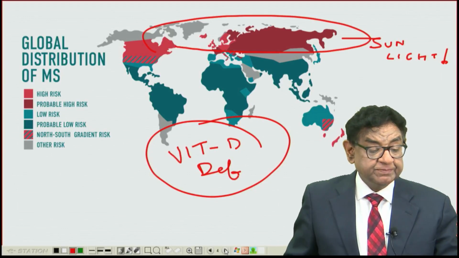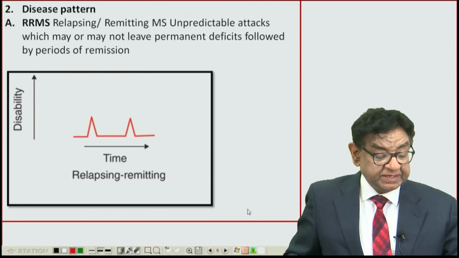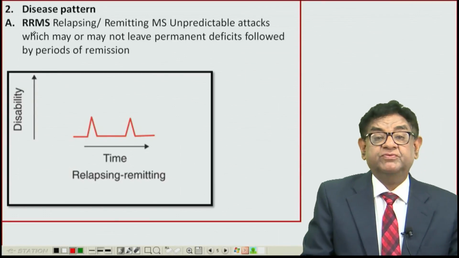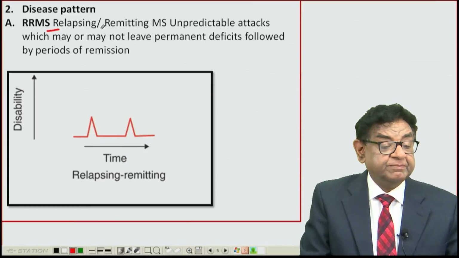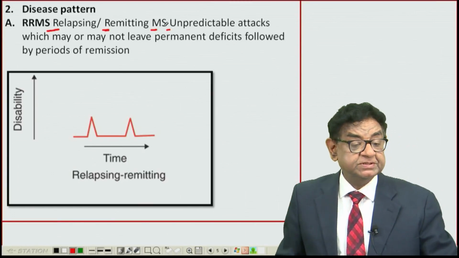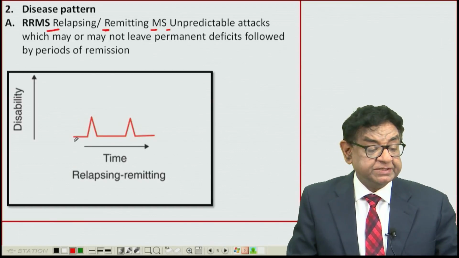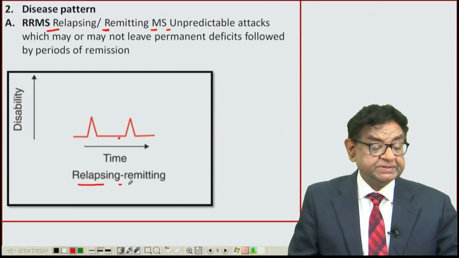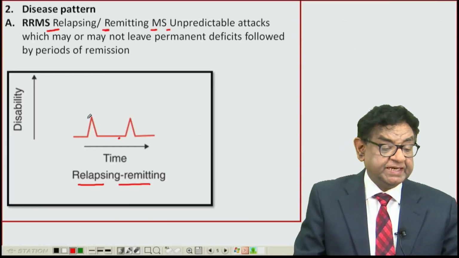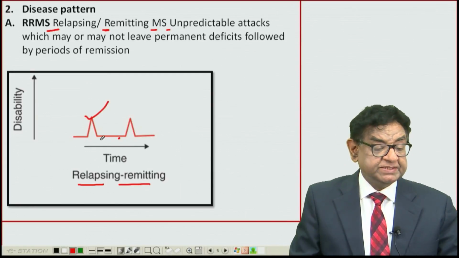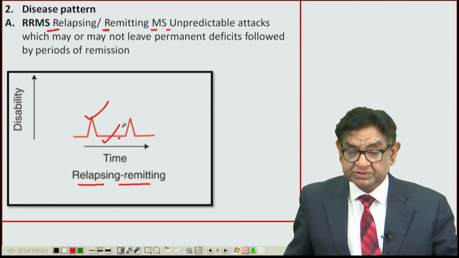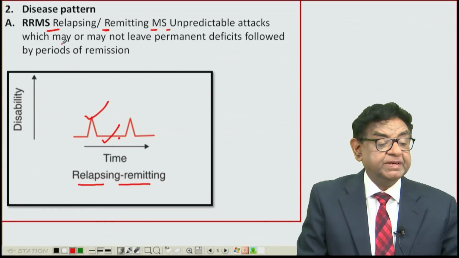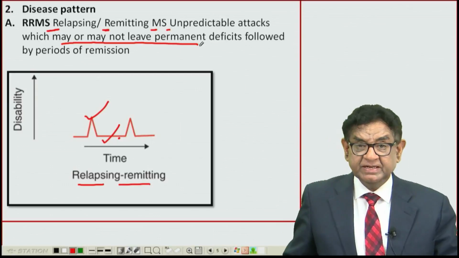Well, we move further. Now, there are certain disease patterns that you got to know. First of all, we have RRMS, relapsing remitting multiple sclerosis. Suddenly an attack occurs, the patient becomes all right, again a relapse occurs. So we have relapse and remission. What's the meaning of relapse? Disease has increased. Remission means disease has gone down. This is a generalized term we use for any medical illness. And remember, in this case it may or may not leave any permanent deficit.